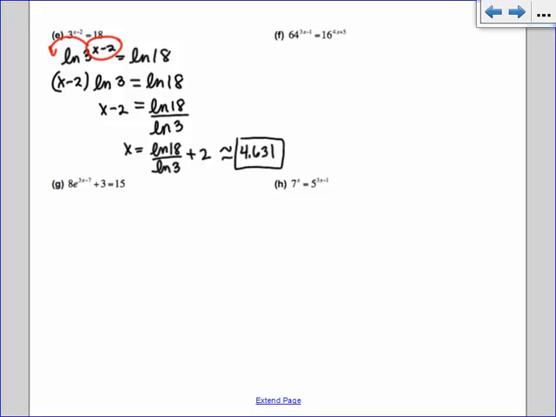Don't round. All right, so the next one, we have 64 and 16. So now can we get them to be the same base? Yeah, so you can make them both 2 or you can make them both 4. It doesn't matter. Okay, can't make them both 8. Well, you could, but it'd be really weird.